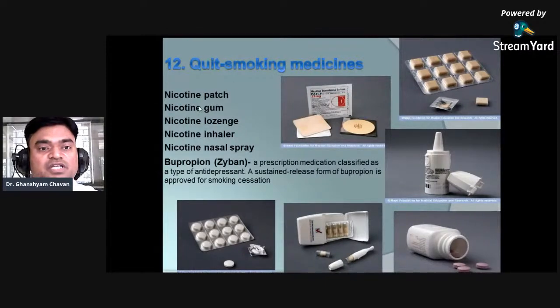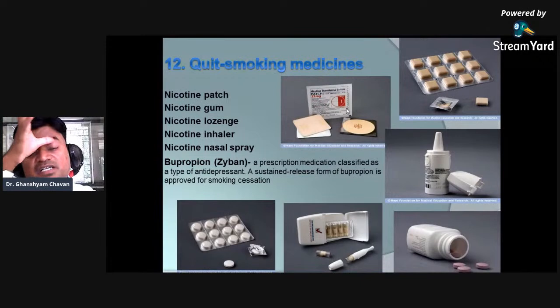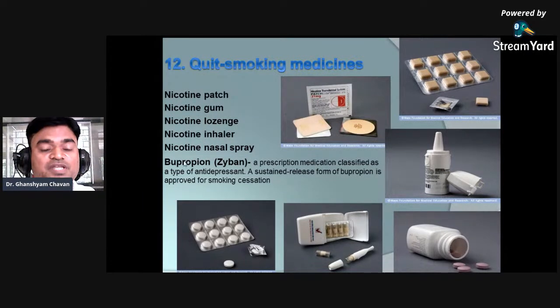After that, there are nicotine gums, lozenges, inhalers and nicotine nasal spray. Certain transdermal patches are also available. In this way we give them nicotine, and there are certain drugs released by controlled release. For example, bupropion is an antidepressant drug which can be given as a sustained release formulation. It releases slowly in our body, and the depression which occurs by leaving cigarettes can be relieved by giving bupropion.